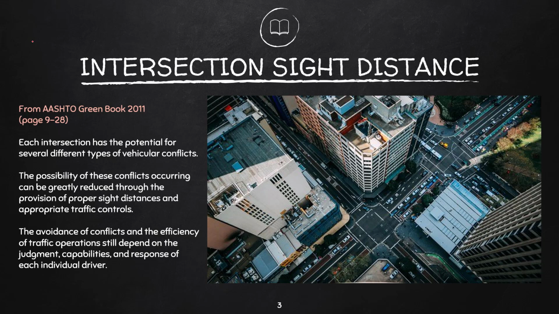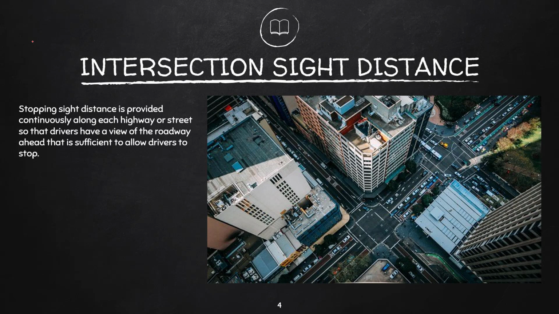So continuing, stopping sight distance in Unit 3 of this module is provided continuously along each highway or street so that drivers have a view of the roadway ahead that is sufficient to allow drivers to stop. So along the length of the roads, we always provide stopping sight distances. Even if there is an intersection, there is still a provision of stopping sight distance. It's continuously provided.